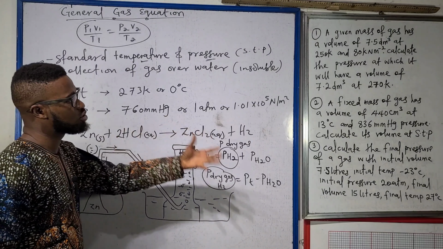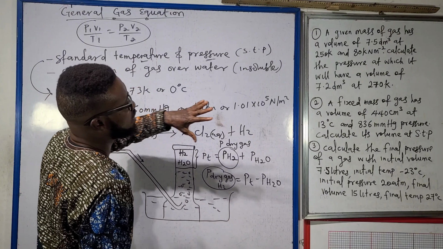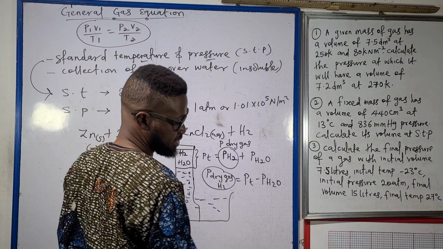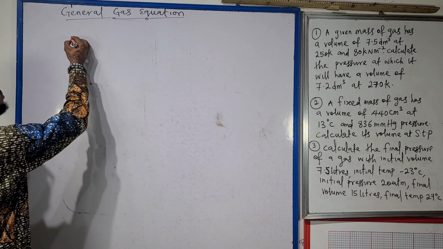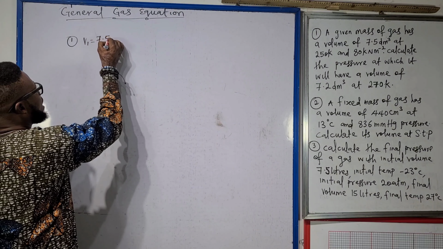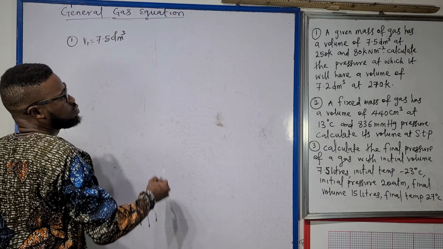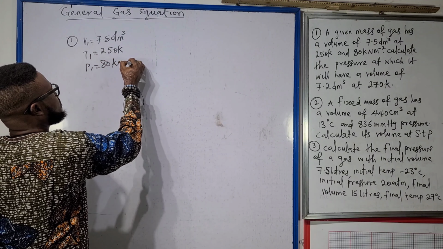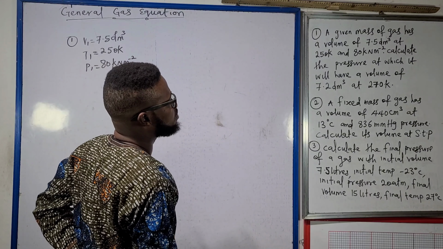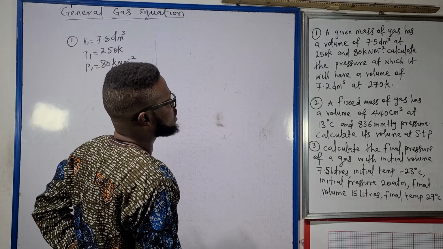So that said, let's quickly move into questions on the general gas equation, otherwise known as the equation of state. Looking at question 1, it says a given mass of gas has a volume of 7.5 dm cube. That is V1 equals 7.5 dm cube at 250 Kelvin. The temperature T1 here is 250 Kelvin, and the pressure P1 is 80 kilonewton per meter square. Calculate the pressure at which it will have a volume of 7.2 dm cube.